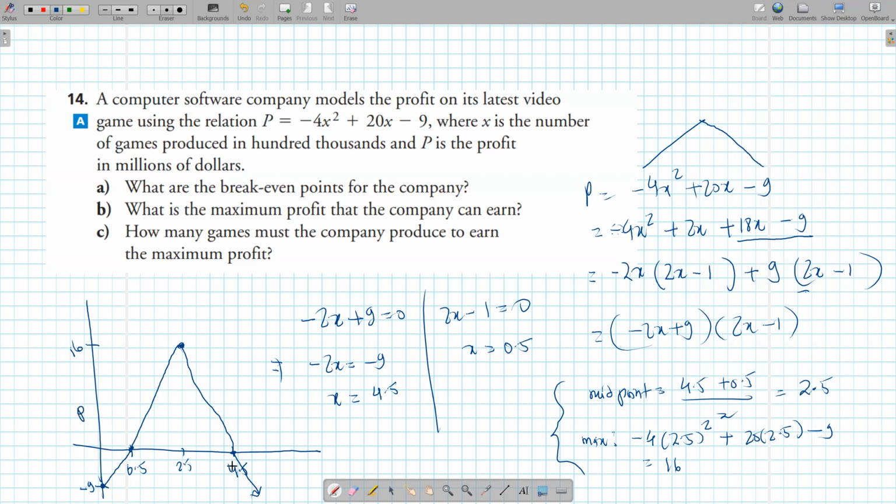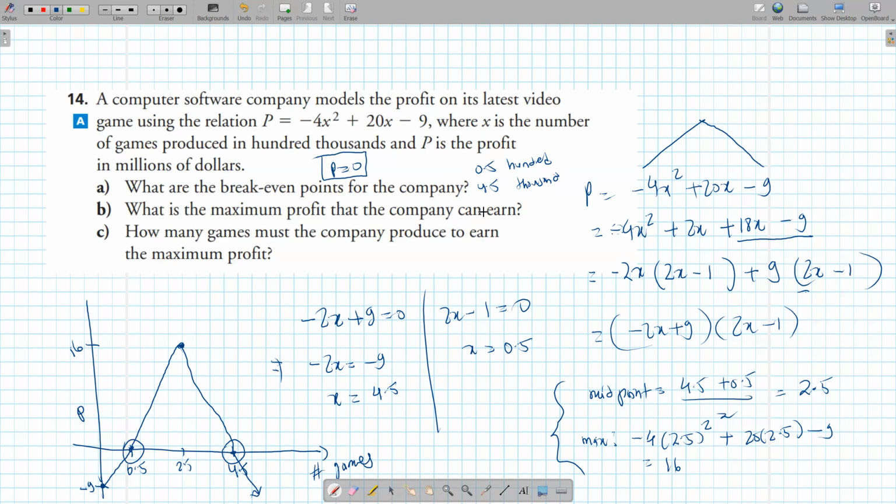On the y-axis, we have profit. On the x-axis, we have the number of games. The question's asking us, what's the break-even point? Break-even means the profit is 0. They're neither making money nor losing money. When is the y value 0? Y value 0 is on the x-intercepts, okay? Right here, these are the x values. So the break-even points are 0.5 and 4.5. And it's in units of 100,000. So either they sell 0.5 hundred-thousand or 4.5 hundred-thousand games, and they will not lose any money. Cool?